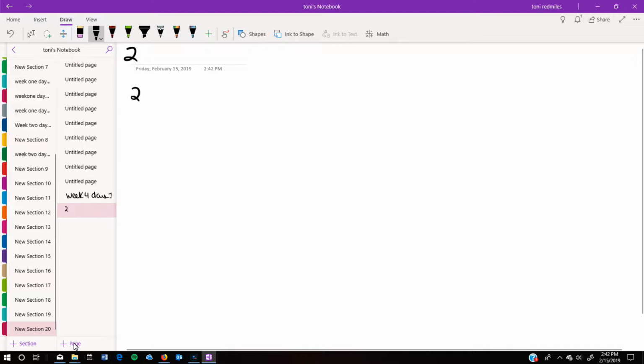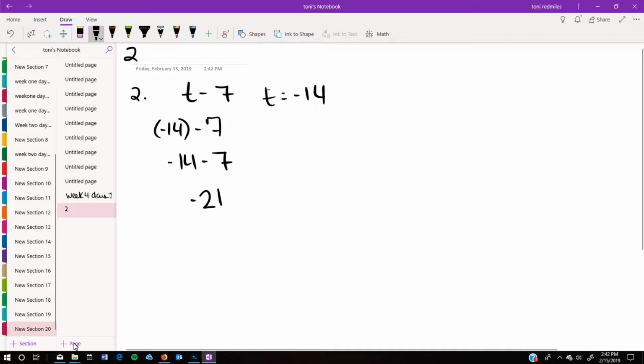All right. So number 2 is t minus 7, when t equals a negative 14. So this time I'm substituting a negative 14 into the equation. I evaluate, decide I don't need the parentheses, and I'm adding, so that's going to give me 21, and it's going to be negative.